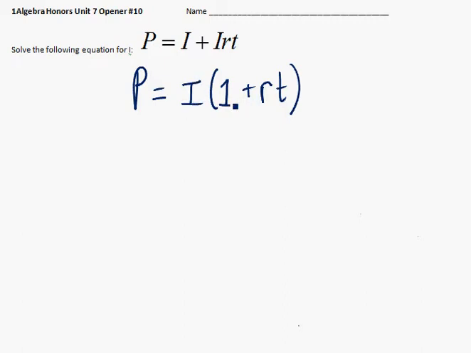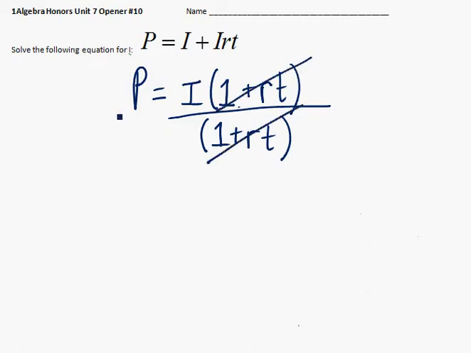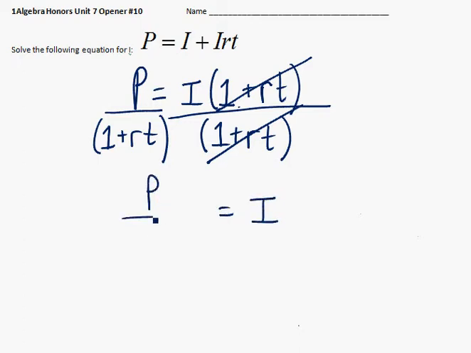The I is attached to the other factor by multiplication, so all we need to do in order to isolate it is to do the inverse operation of multiplication, which is division, and divide both sides by 1 plus RT. What I do to the right-hand side, I also have to do to the left-hand side. Divide by 1 plus RT. And now we have, in fact, isolated our I, and I equals P over 1 plus RT.